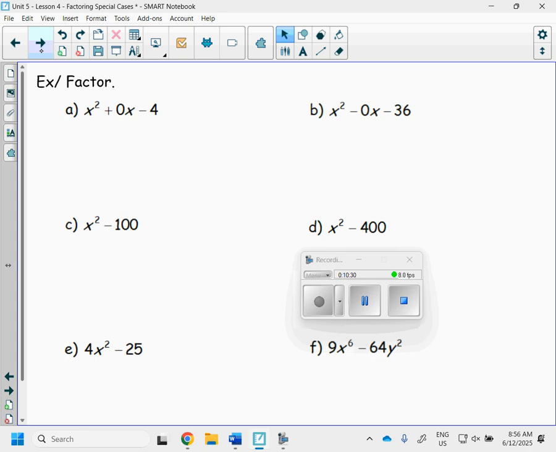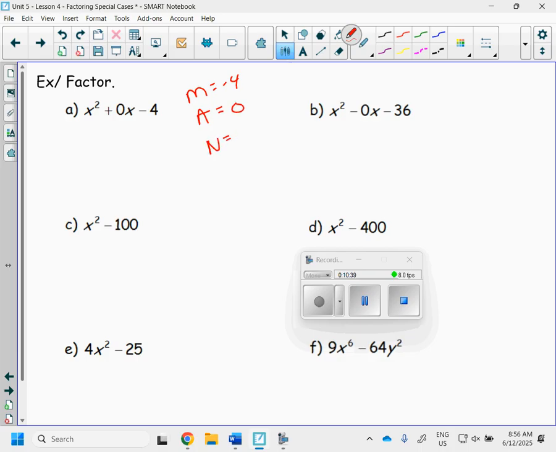Okay, we're going to try a few here. We're going to make them look like simple trinomials first. Things that multiply to -4 and add to 0. Well, of course, there's numbers that do that. They cancel each other out. They have to be 2 and -2. And we can always do a simple trinomial like that.